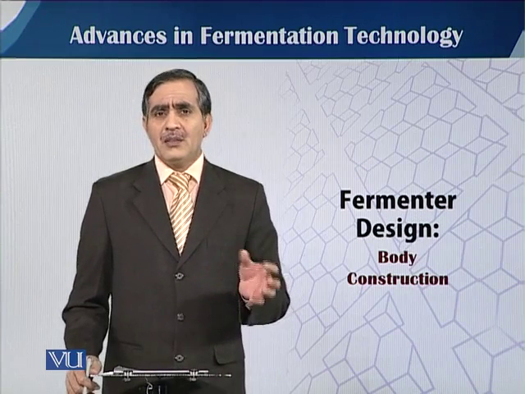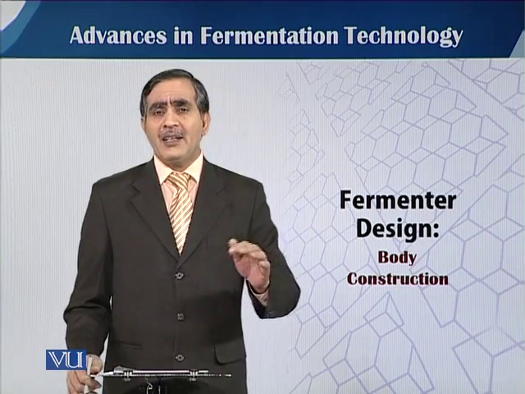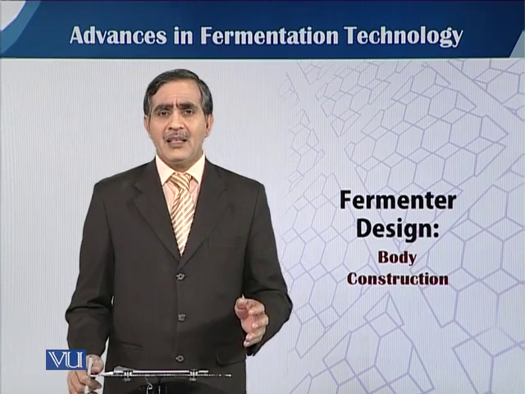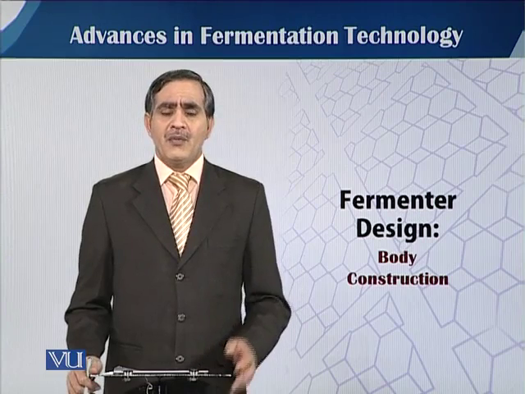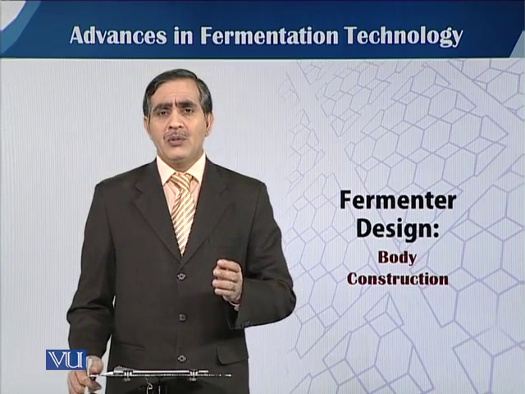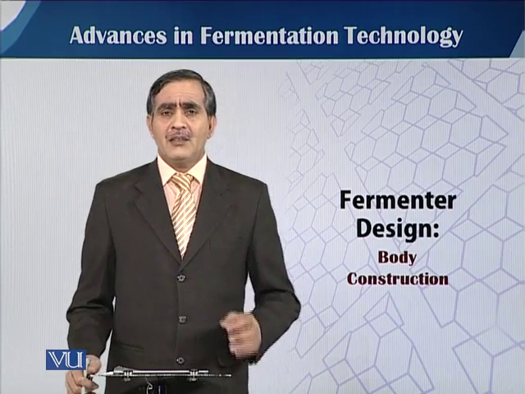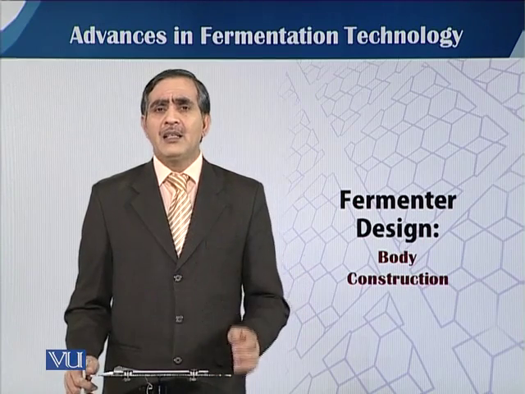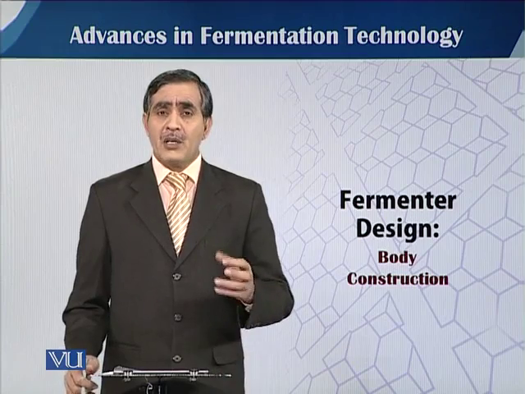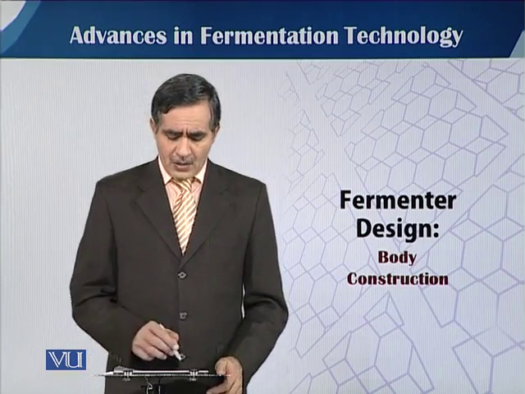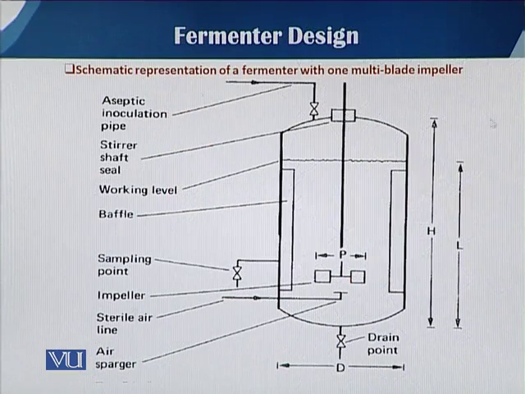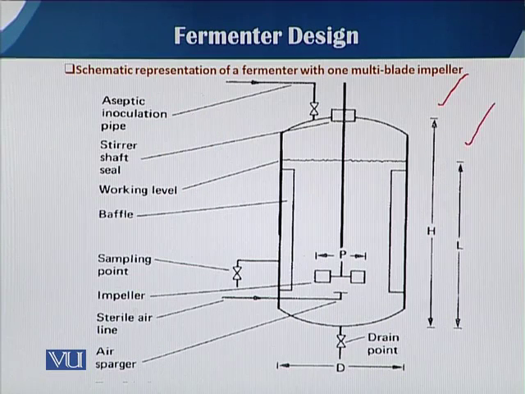If there is any identity or similarity in geometrical shapes from the lab scale to pilot scale and then pilot scale to industrial scale, then it will be very easy to optimize the process and to control the process. As we have already seen, H is the total height of a fermenter and L is the height of the working volume.